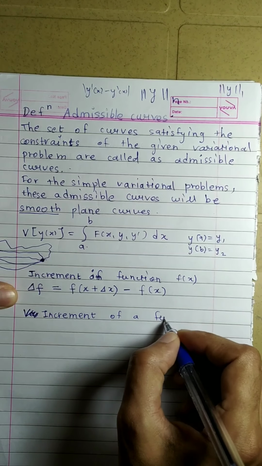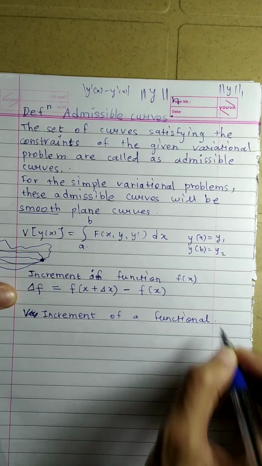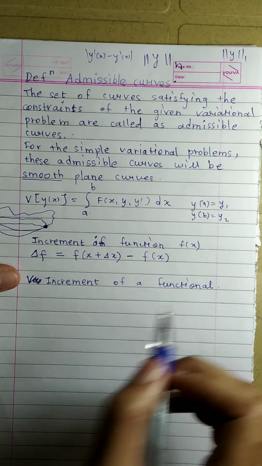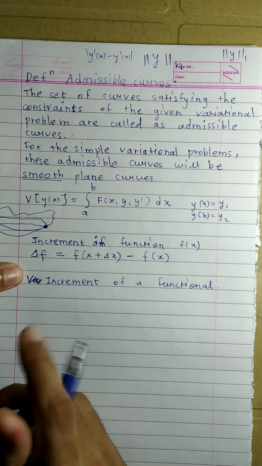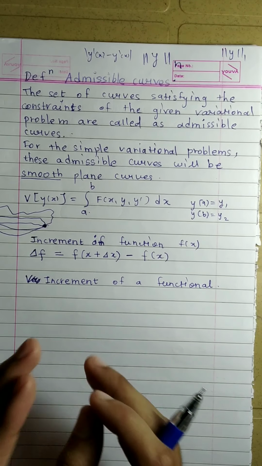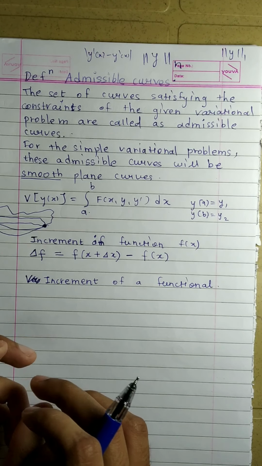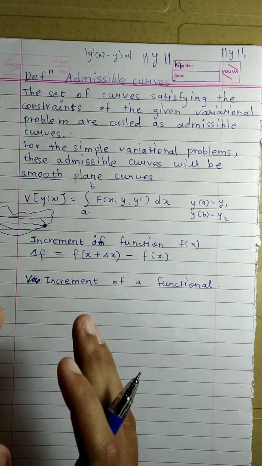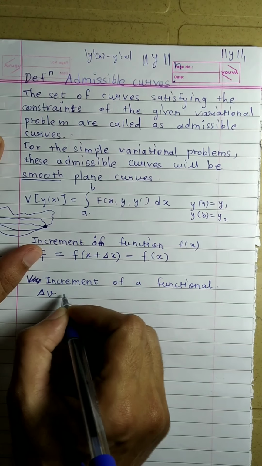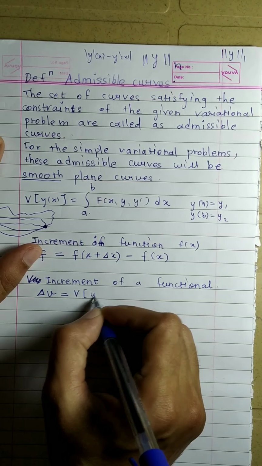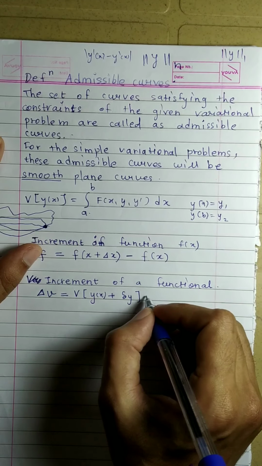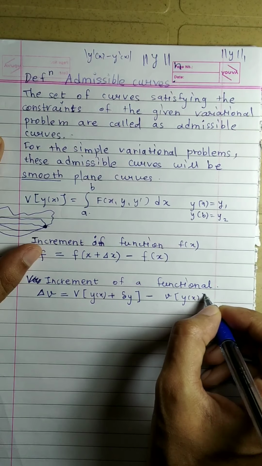If it is this, then we shall also define accordingly the increment of a functional. So how will this increment of a functional be given? What we have to do is take the original functional at the argument y of x. Okay, then make some change in y of x, and for that changed value of y of x, evaluate the V. So that will be delta V equal to V[y(x) + delta y] minus V[y(x)].